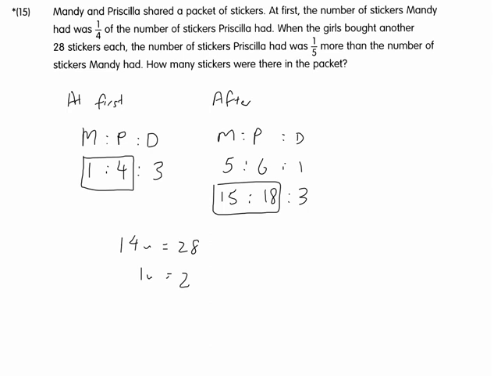How many stickers were there in the packet? Of course, are we looking at first or before or after? So at first, how many units, Wendy? At first, 5 units, right? So we know that we need to look for 5 units, which equals 10.